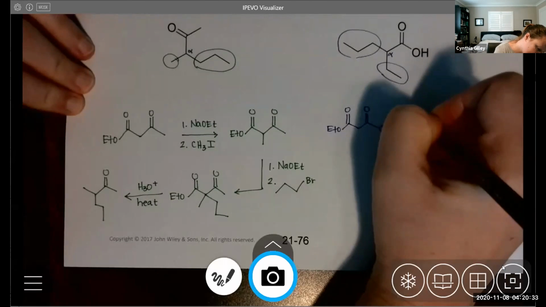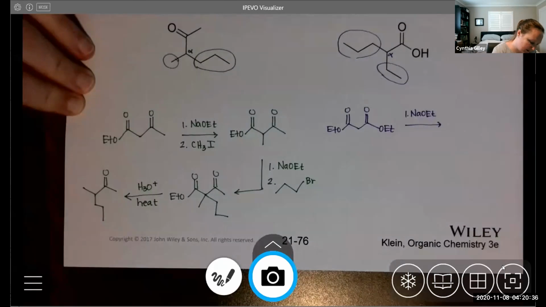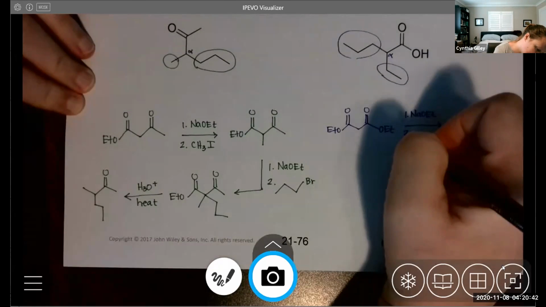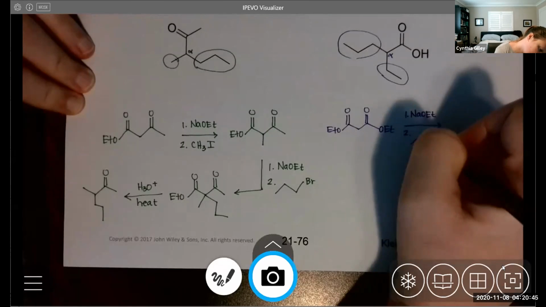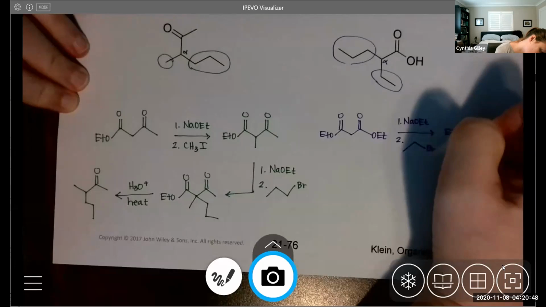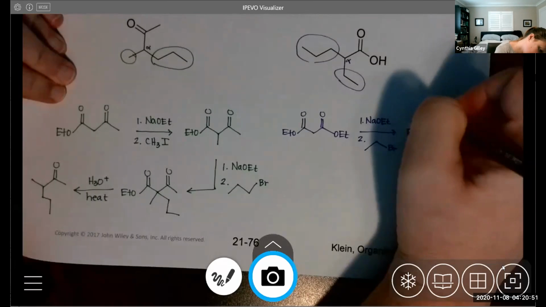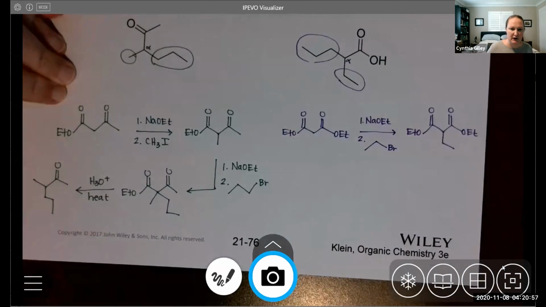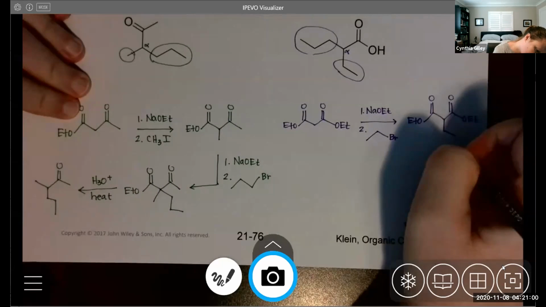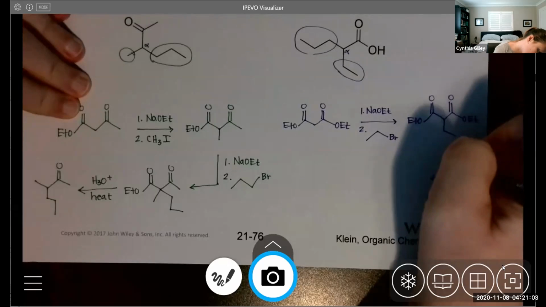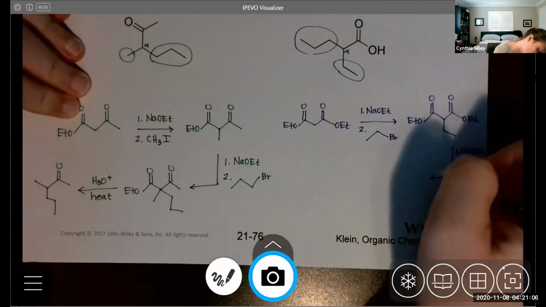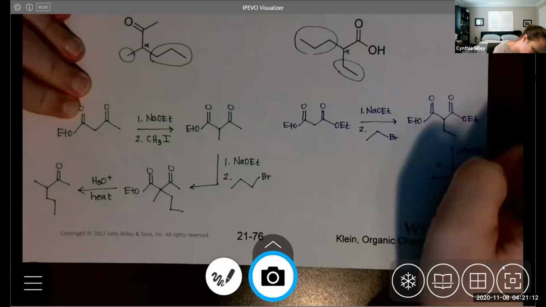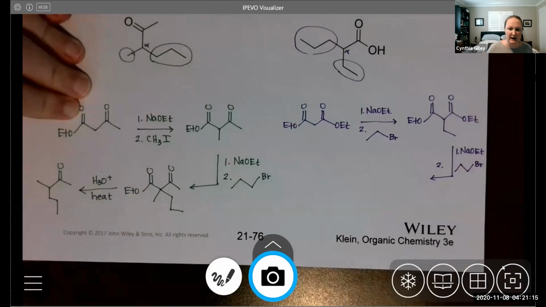Start off with sodium ethoxide. Treat this with either one. We're going to introduce our ethyl first, but it doesn't matter. Choosing to introduce the ethyl first, so go ahead and draw that product. Then sodium ethoxide again, and now propyl chloride, bromide, or iodide. Right?